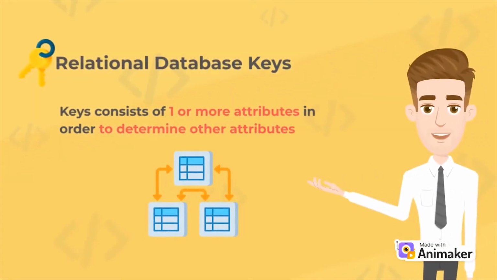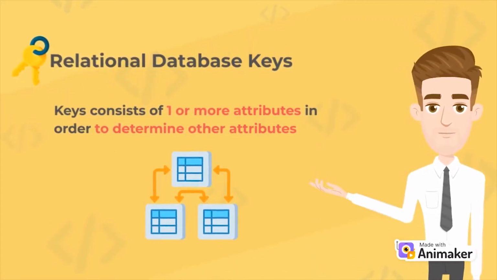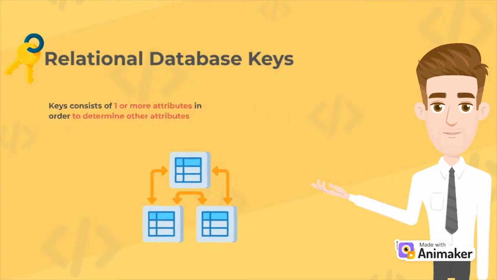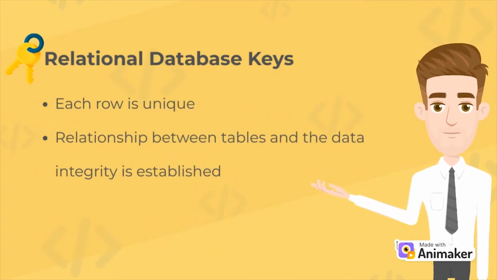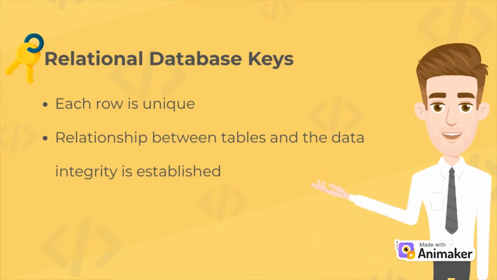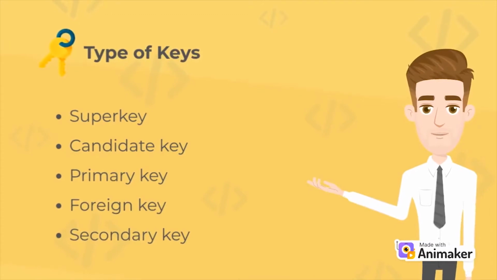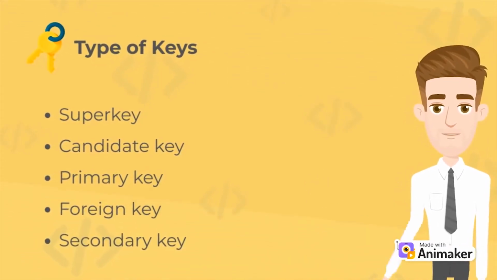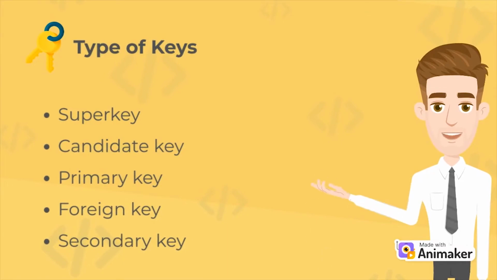Relational database keys. Keys consist of one or more attributes used to determine other attributes. The keys are used to ensure that each row is unique, ensure relationships between tables, and establish data integrity. These are the types of keys: super key, candidate key, primary key, foreign key, secondary key.